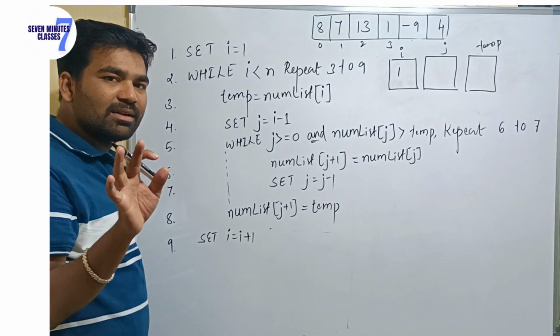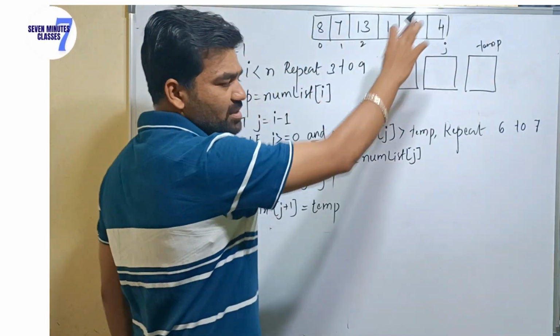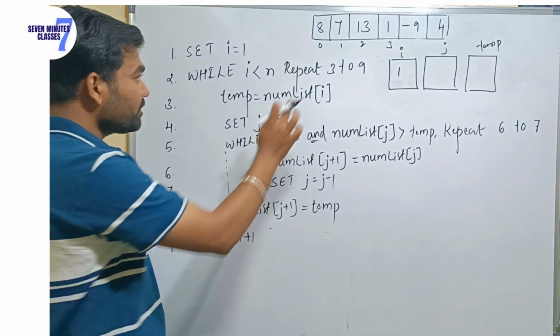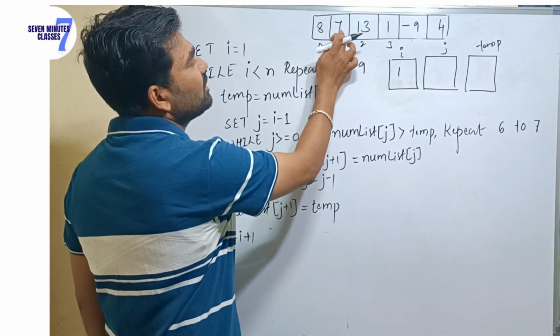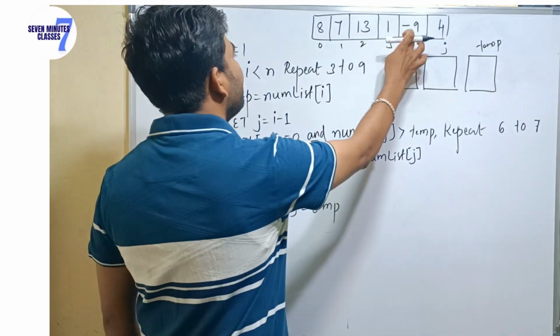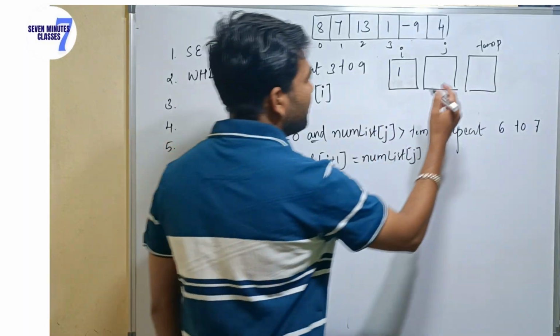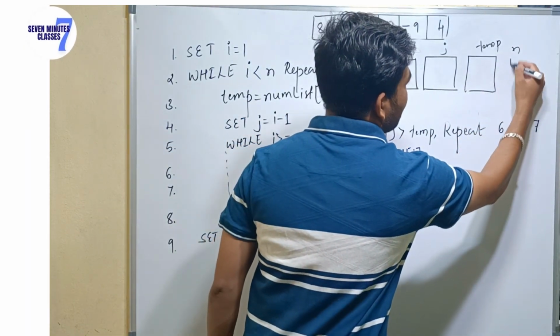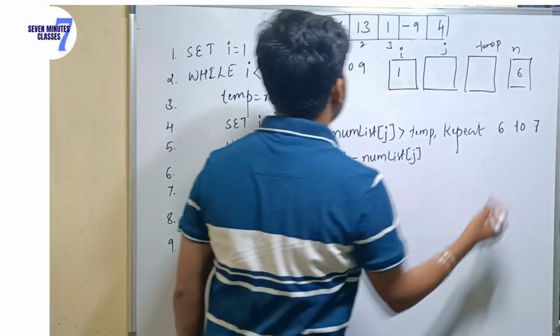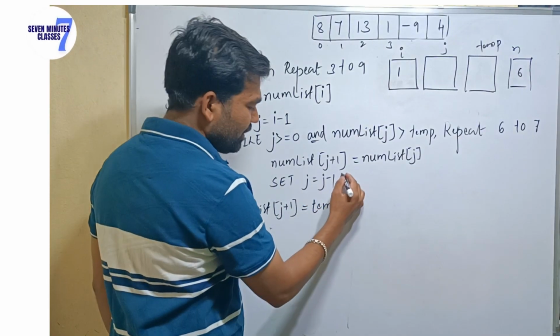Here, n means the list of elements, that is, how many elements there are. That is 1, 2, 3, 4, 5, 6. Then the value of n, so let me write that also, that is 6. So I write a while loop here.